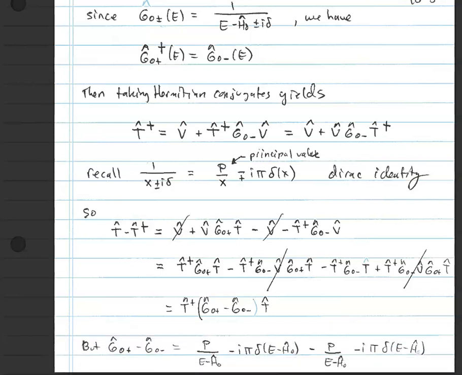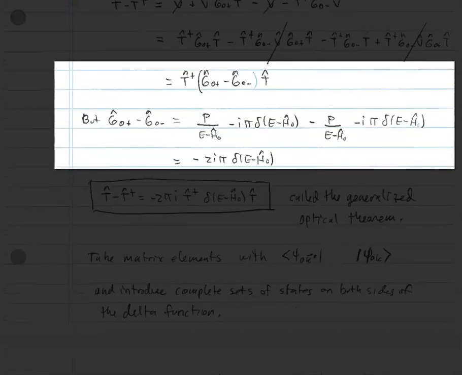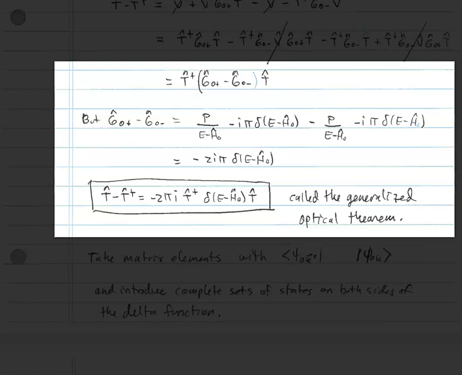Okay? Now, g0 plus minus g0 minus is equal to the principal value of 1 over e minus h0 minus I pi delta of e minus h0, minus the principal value of 1 over e minus h0 plus I pi delta of e minus h0. So that is a simple form. It's just equal to minus 2 I pi delta of e minus h0. I can plug that in and we get this remarkable operator identity. T minus t dagger is equal to minus 2 pi I t dagger delta of e minus h0 t. I cannot pull that h0 out because it doesn't necessarily commute with the t matrix. This is called the generalized optical theorem.